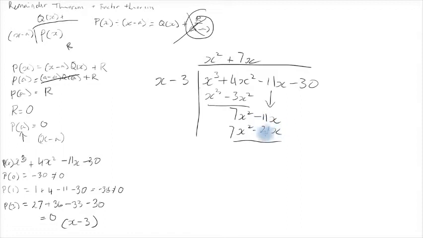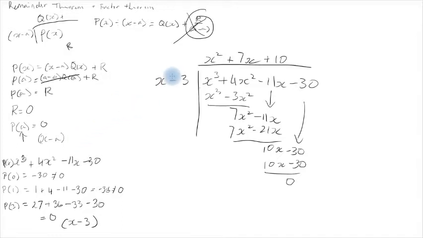11x minus negative 21 gives 10x. Drop our final term down, minus 30. How many x minus 3's are there in 10x minus 30? There are 10. 10 times this, 10x, 10 times minus 3, minus 30. Do a subtraction. The remainder is 0. That's just like we expected.